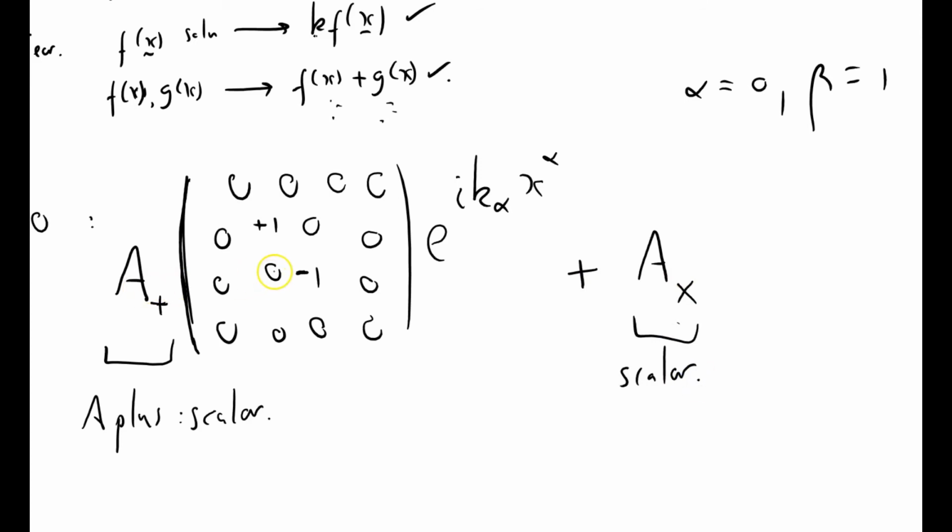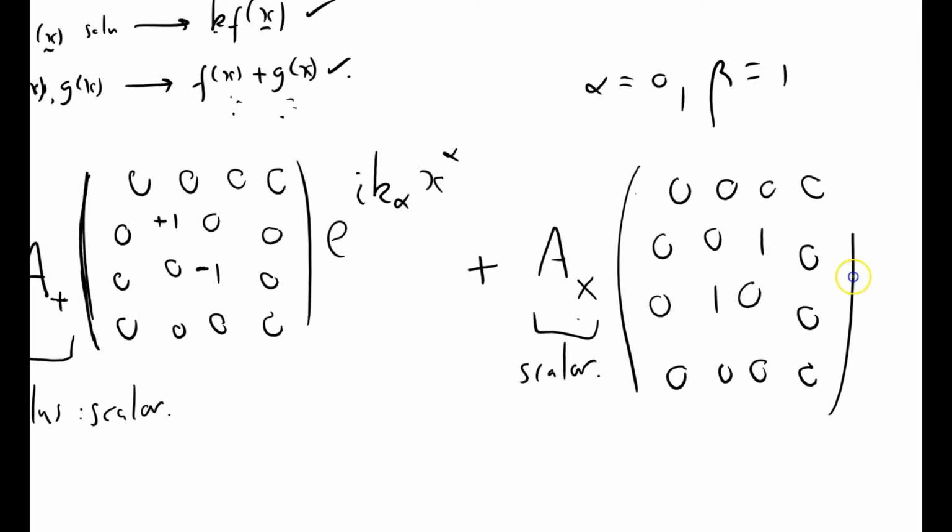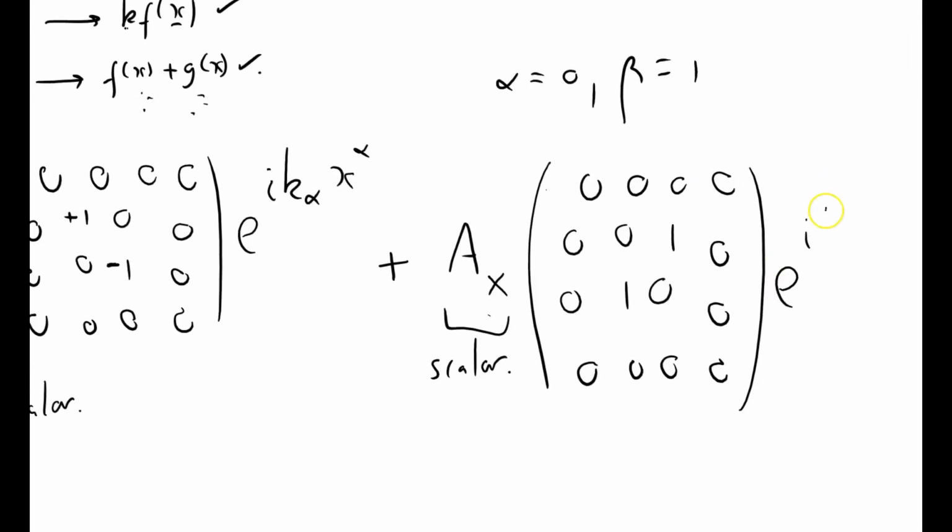All I'm doing is forming linear combinations of this one and that one, with zeros around here. Yes, it's symmetric. Again multiplied by e to the i k alpha x alpha. These two things are the same in both cases.